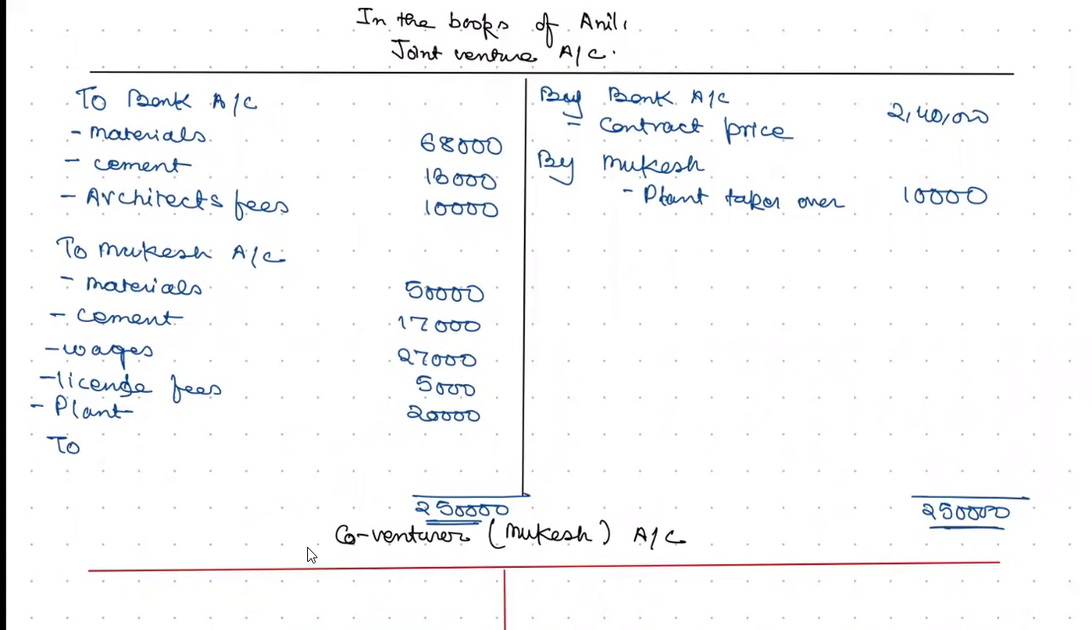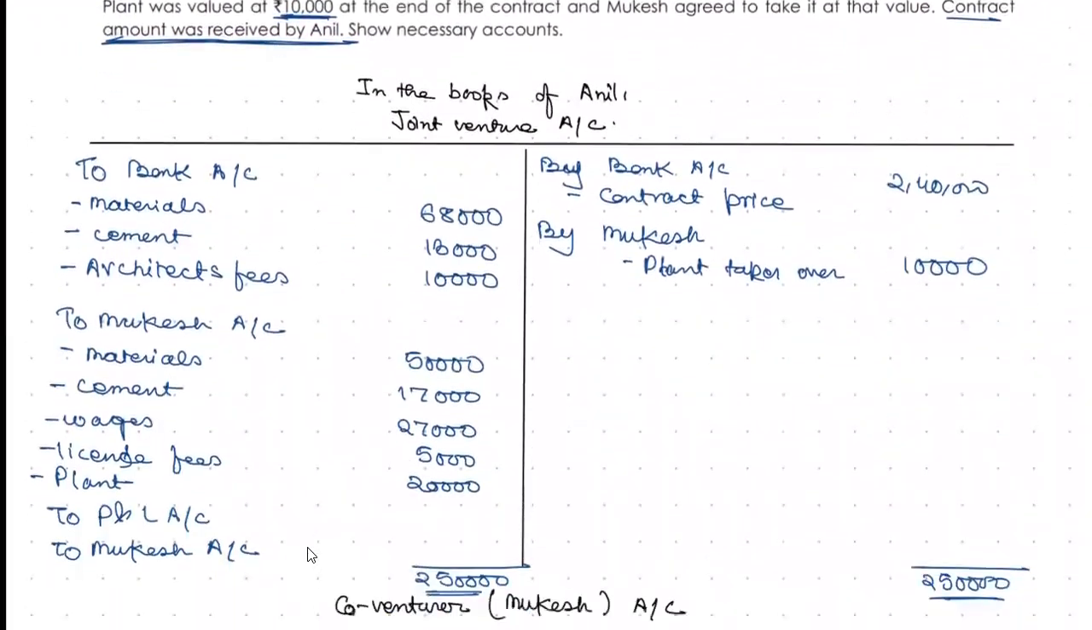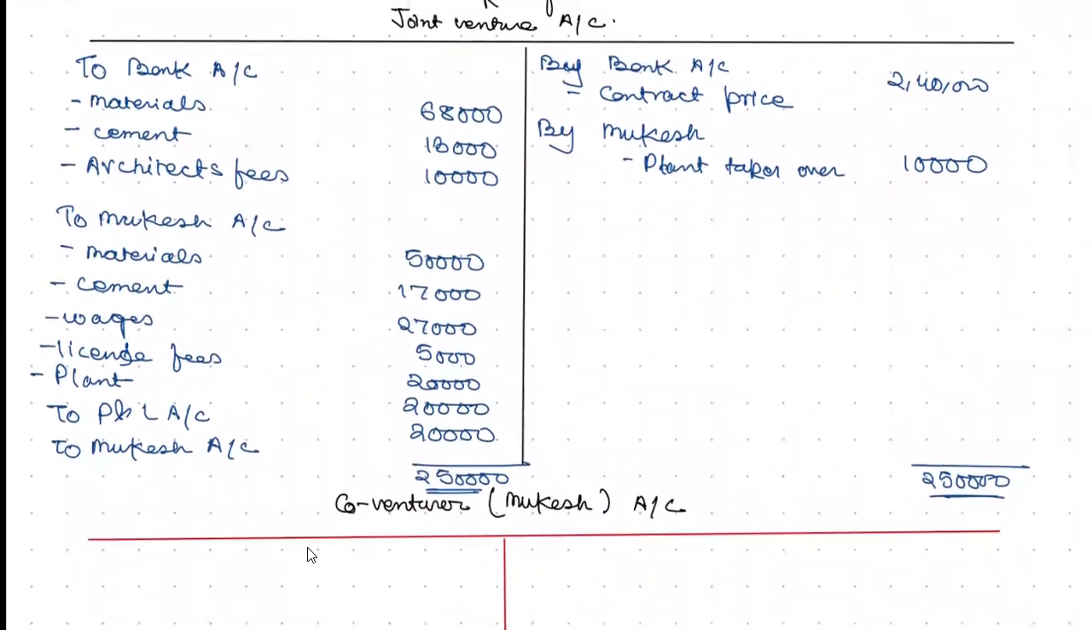At first, in my book, for my share it will be P&L account, and for Mukesh's share it will be Mukesh account. Correct. अब ये प्रॉफिट शेयरिंग रेशियो कहीं नहीं बोला है, so we'll assume it to be half. Correct. So 20,000 for him and 20,000 for him. Correct. Simple. अब मुकेश का अकाउंट, we have to go to Mukesh accounts as well. Now see, simple entries has to be done by Mukesh.